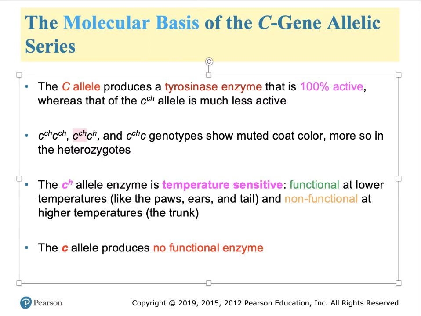An interesting aspect of the Himalayan allele is that it produces an enzyme that's temperature sensitive. So in those parts of the body that function at higher temperatures, it is malfunctioning, non-functional. But in parts of the body that are at lower temperatures, such as the extremities, the tail, the ears, and the paws, then the enzyme is functional there, then it produces a black phenotype. The C allele is a null mutation and therefore produces no functional enzyme, therefore doesn't contribute to any coat color.